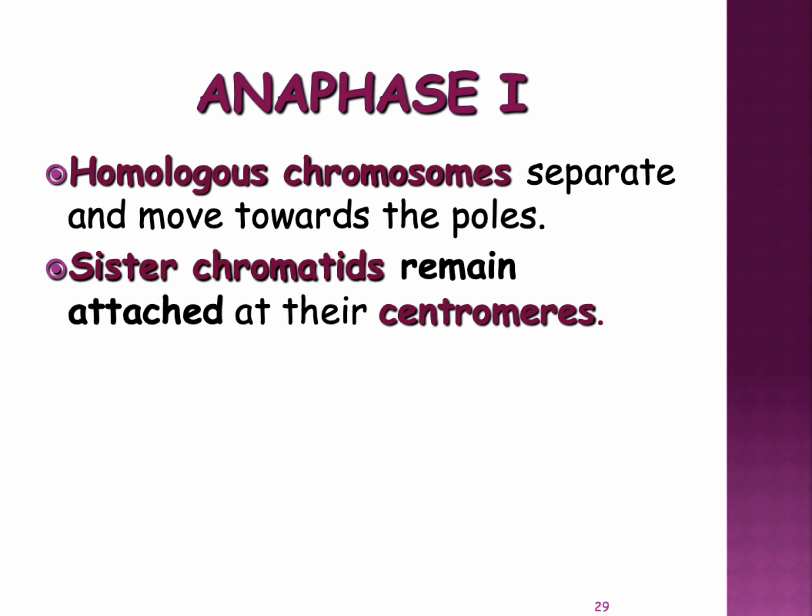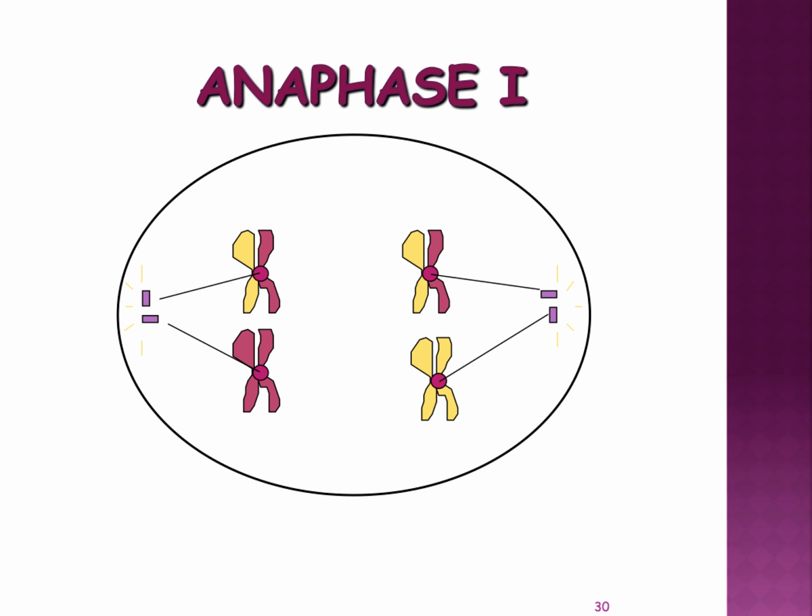Okay, so in anaphase 1, separation happens between the homologous chromosomes. They move towards the poles. But sister chromatids are still together at their centromeres, right? They're still attached at the hip. So here's a picture of that, the homologous chromosomes getting pulled towards the poles.